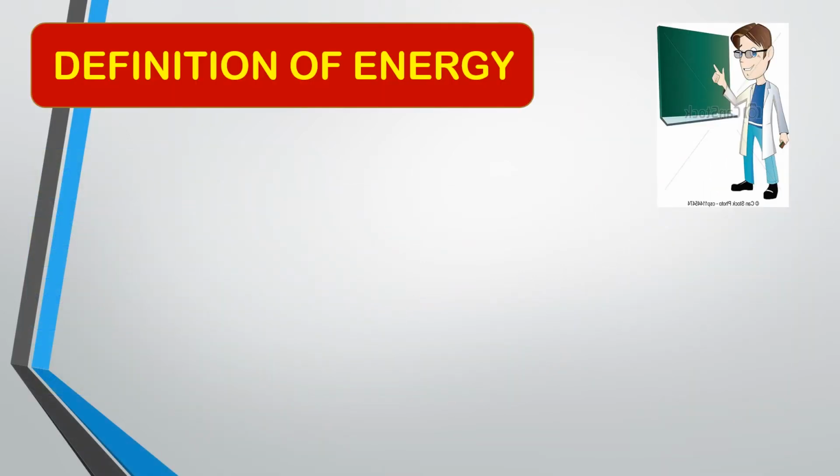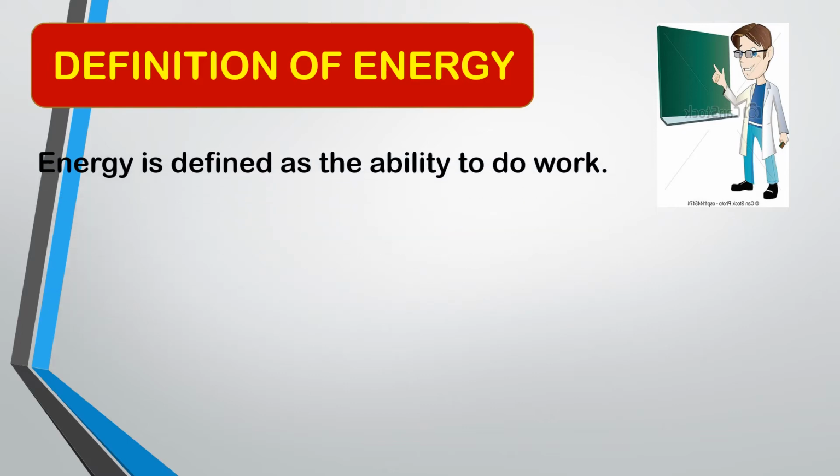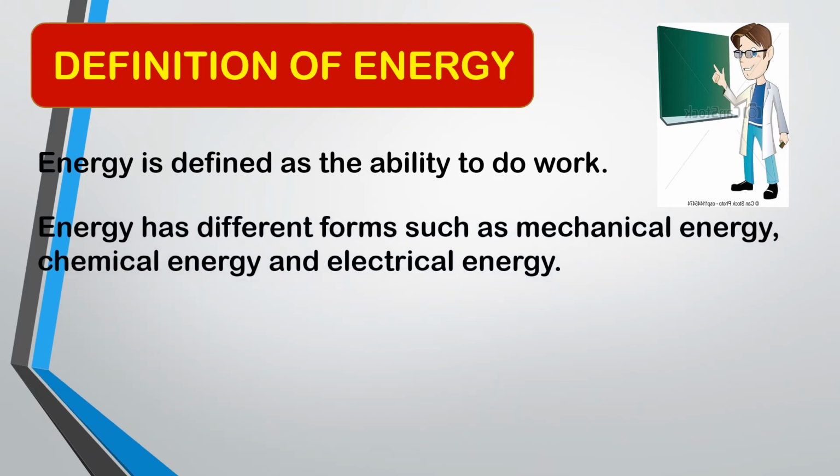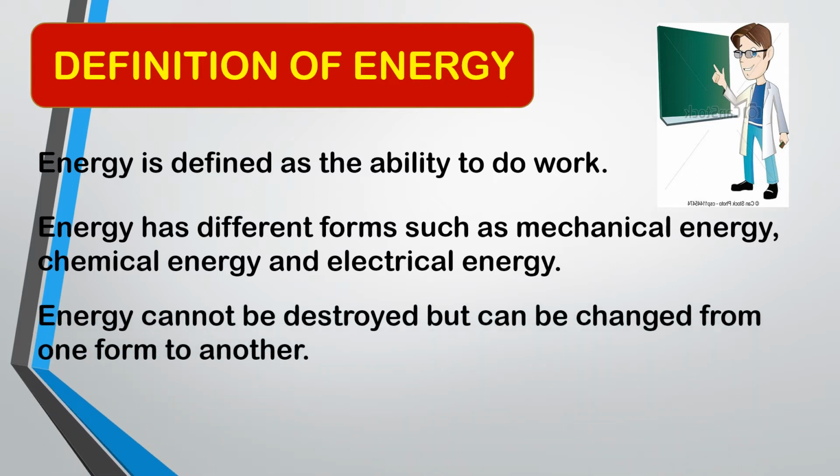Definition of energy. Energy is defined as the ability to do work. Energy has different forms, such as mechanical energy, chemical energy, and electrical energy. Energy cannot be destroyed, but can be changed from one form to another.